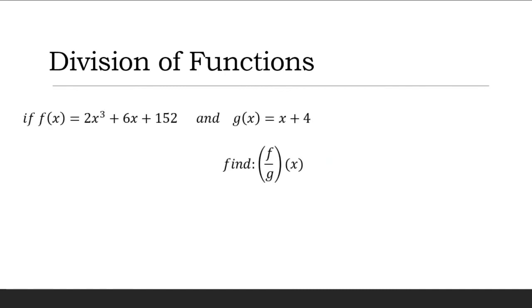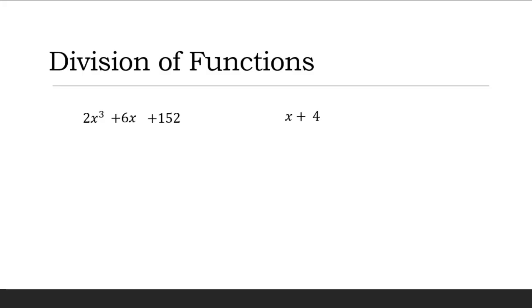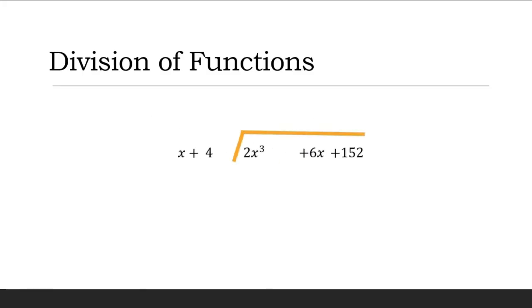Let's take another example for dividing using the long division. So our givens are f of x is equal to 2x cubed plus 6x plus 152 and g of x is x plus 4. Find f over g of x, which is also the same as f of x over g of x. Arrange our functions to its corresponding places on the division box.